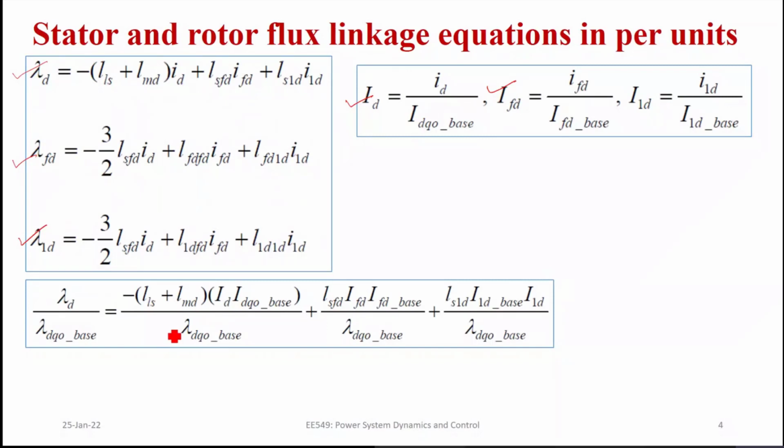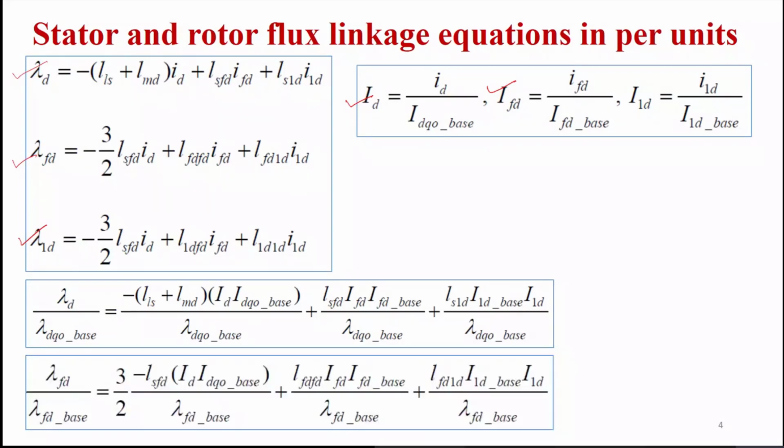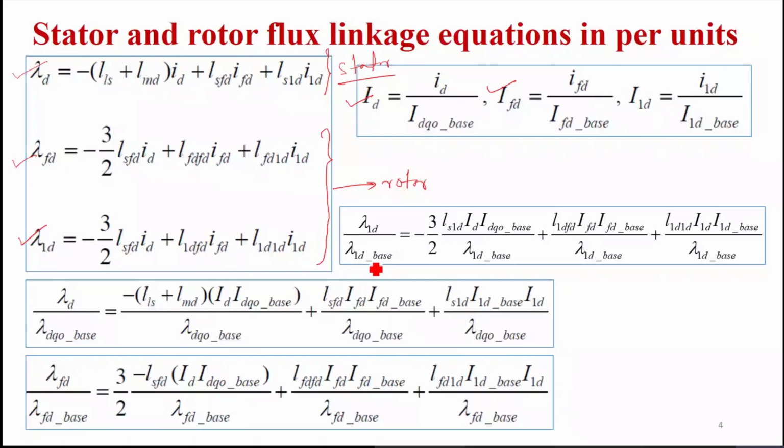Then I can divide by lambda dq base across all these three equations. For the lambda d equation, I divide by lambda dq base on both the right-hand side and the left-hand side. Again, I will divide by lambda fd base in the lambda fd equation. You should remember that lambda FD and lambda 1D are associated with the rotor, and this one is associated with the stator quantity. So we are dividing by lambda FD base in the lambda FD equation, and by lambda 1D base in the lambda 1D equation. Now just wait, we'll take the symbols of the per unit expression.